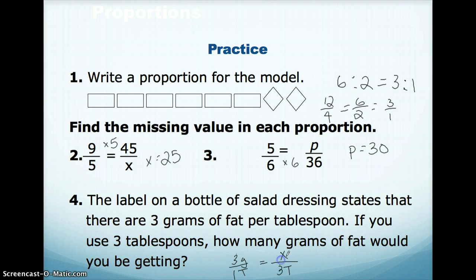Let's call this x. And so how do we get from here to here? Well, we multiply by 3, right? So 3 times 3, then you would be getting 9 grams of fat. 9 grams of fat, and that is our answer. All right? If you need to, make sure you rewind and re-watch.